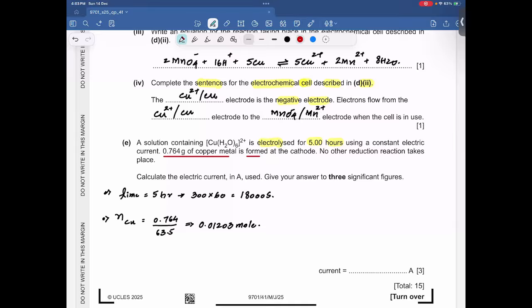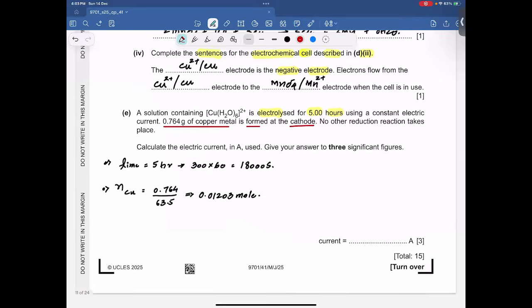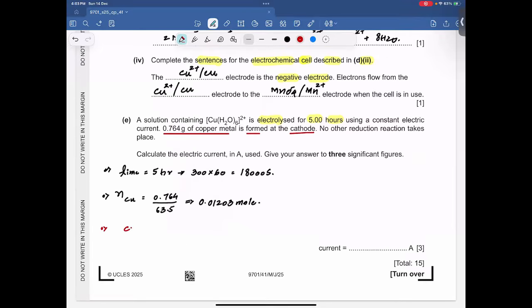The examiner is saying that copper metal is formed at the cathode, which means we need to consider this equation, which takes place at the cathode, in which copper ions gain electrons and are converted into copper metal. According to the equation, 2 moles of electrons give 1 mole of copper. If it is 0.01203 moles, then the moles of electrons is going to be 0.02406.